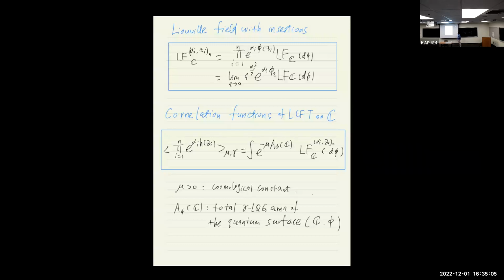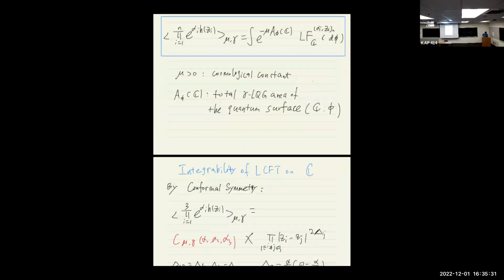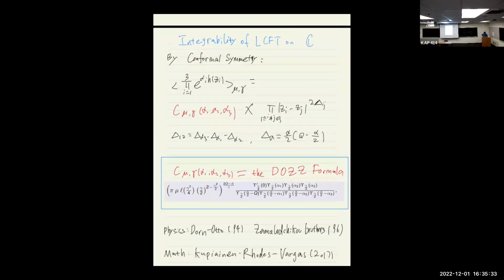And then I can consider this Laplace transform of the total area. And this is a finite function in terms of the location of these points and these weights. This kind of function is called a correlation function in Liouville conformal field theory. The nice thing about this function is that all of these functions are computable.